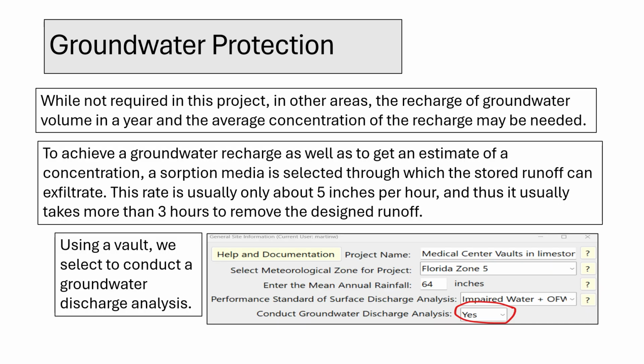In the BMPFast program, you can initiate this type of analysis by selecting the Yes option when prompted about groundwater discharge. For this project, we are using a vault and choosing to conduct a groundwater discharge analysis, which the program then uses to evaluate how the system performs in terms of both volume and water quality reaching the groundwater table.